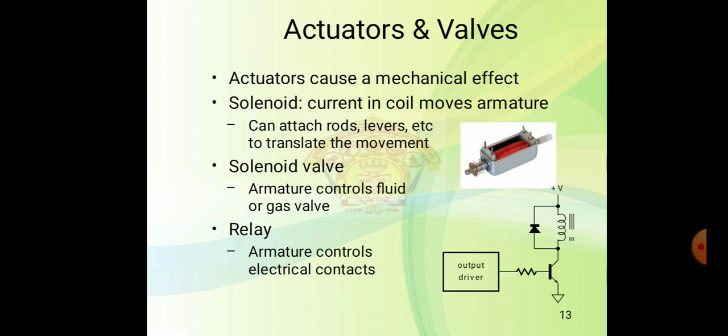One type of actuator causes a mechanical effect. Take the solenoid valve: current in the coil moves the armature, as you can see there. The armature is there and one plunger is there. When the coil is energized, the plunger will be moved horizontally.